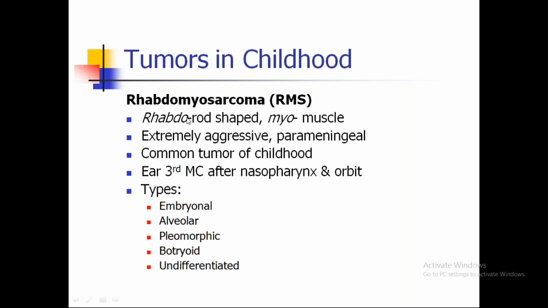Tumors in childhood. Rhabdomyosarcoma is generally seen in childhood, not in old age. It's an extremely aggressive and parameningeal tumor, the most common of childhood. Ear is the third most common site after nasopharynx and orbit. So in a child, rhabdomyosarcoma occurs first in the nasopharynx, then in the orbit, and third is the ear. Okay. So these are some of the types of rhabdomyosarcomas.